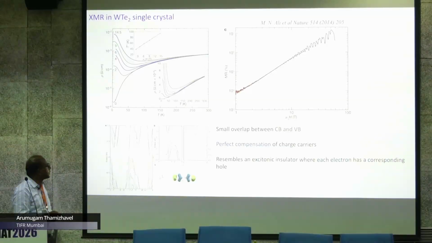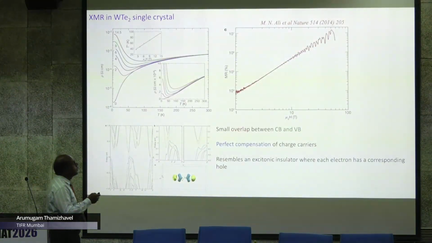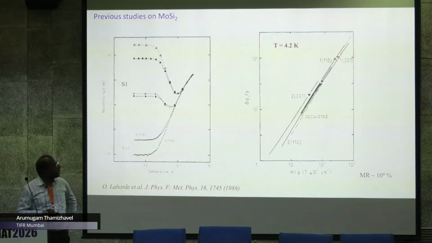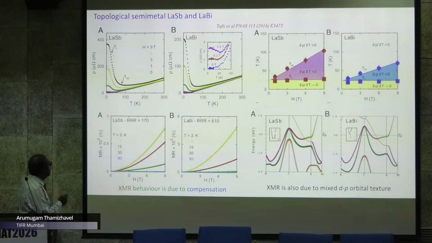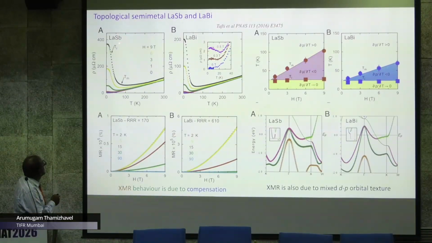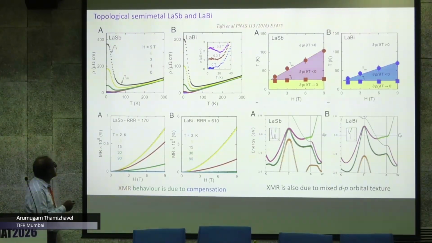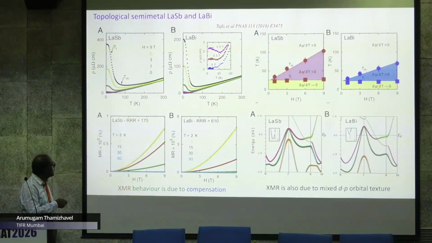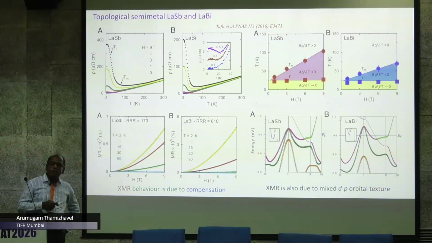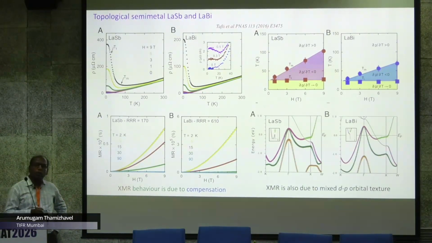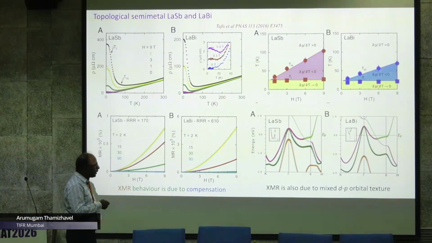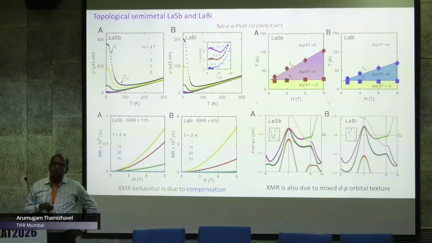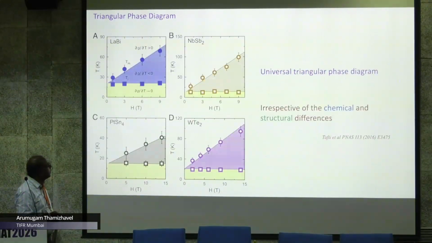So these semi-metallic systems got attention, and soon after the discovery of this large unsaturated magnetoresistance, people started working on various systems. They looked into various binary systems like lanthanum bismuth, lanthanum antimony, these kind of systems, and they found out that they also exhibit large unsaturated magnetoresistance. These are compensated semi-metals. This means they have an equal number of electrons and holes. In these kind of compensated systems, you see this extremely large magnetoresistance.